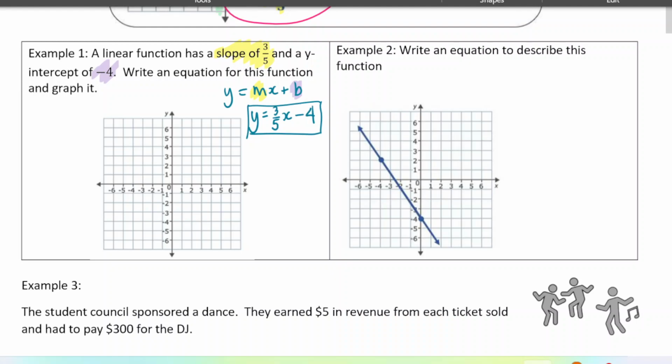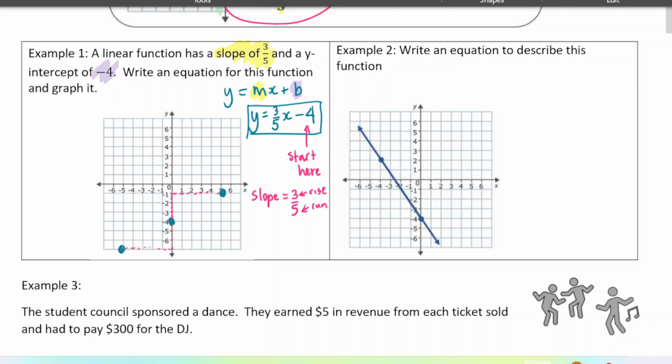When you graph, you want to start at the y-intercept. That's why sometimes people call it the starting point. So when we're graphing our line, we're going to start at negative 4, and then I'm just going to count out the slope. My slope is 3 over 5, so the rise is 3, the run is 5. I'm going to count 3 up and 5 to the right to get my next point. You can also count backwards if you run out of room, so I'm going to count 3 down and 5 to the left.